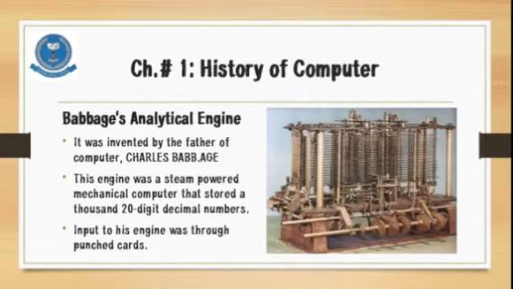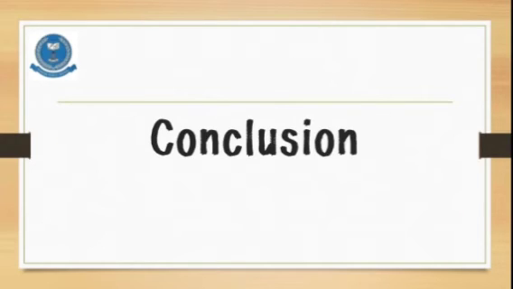The engine was a steam powered mechanical computer that stored 1,020-digit decimal numbers. That was a big number, a huge number. Input to the engine was through punch cards, and the output was on paper. So it was a great invention of this age. The input was given to this engine by the punch card, and the engine produces the results and prints them on paper.